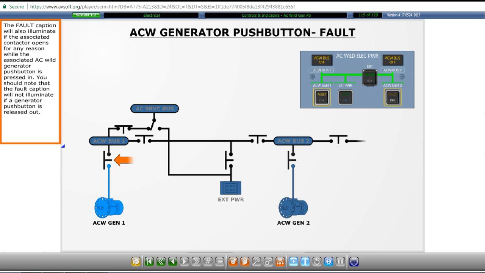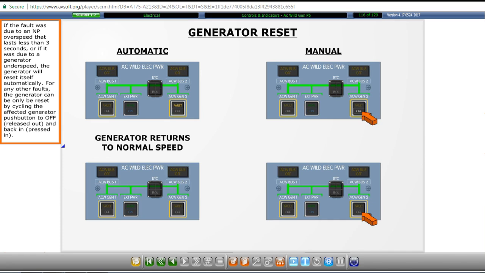You should note that the fault caption will not illuminate if a generator push button is released out. If the fault was due to an NP overspeed that lasts less than 3 seconds, or if it was due to a generator underspeed, the generator will reset itself automatically. For any other faults, the generator can only be reset by cycling the affected generator push button to off and back in.